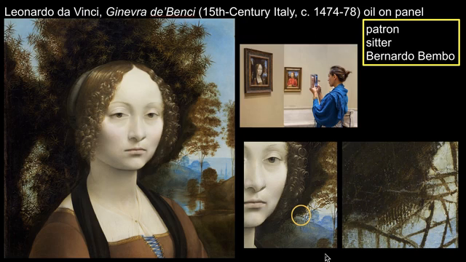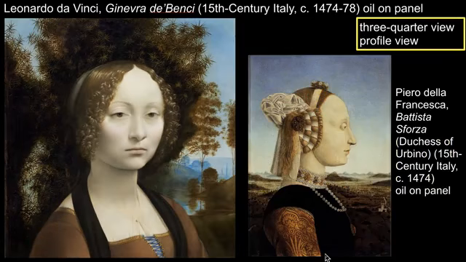the sitter. We see the sitter in three-quarter view. This is different than seeing someone frontally in an iconic way, or in profile, as we see in this example of another Italian Renaissance portrait that was made at the same time as the portrait of Ginevra. Portraits in profile do not capture as much of the personality of the sitter and do not engage with the viewer. Ginevra, by contrast, looks towards the viewer.